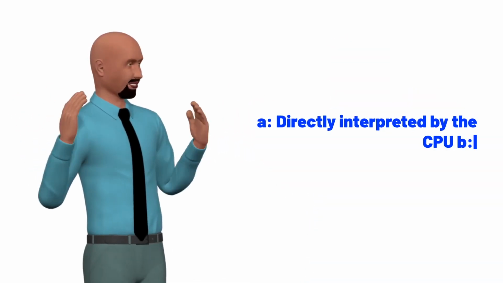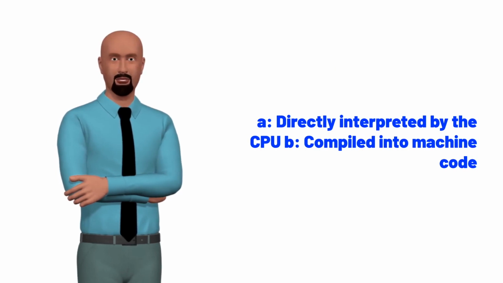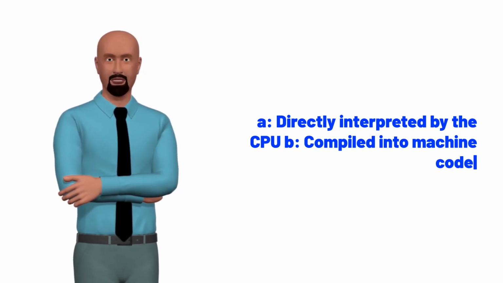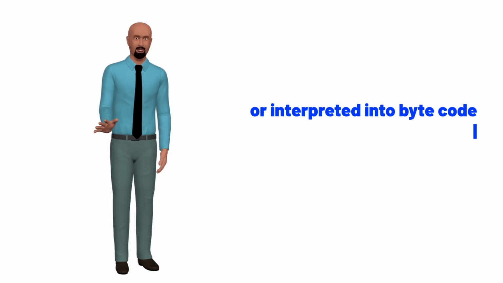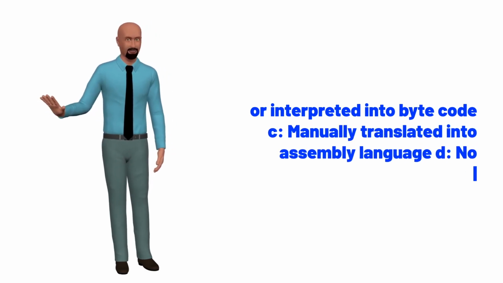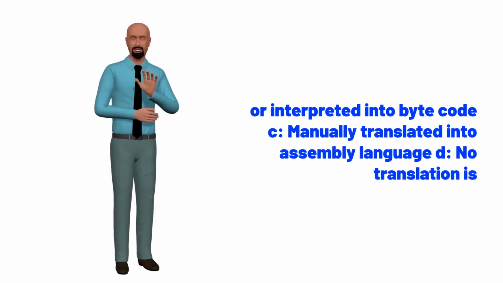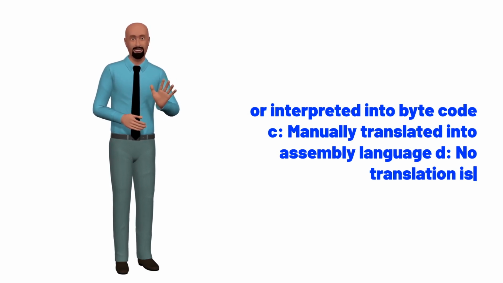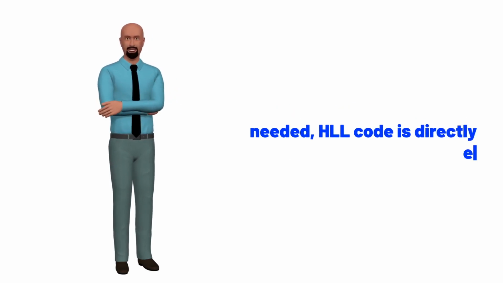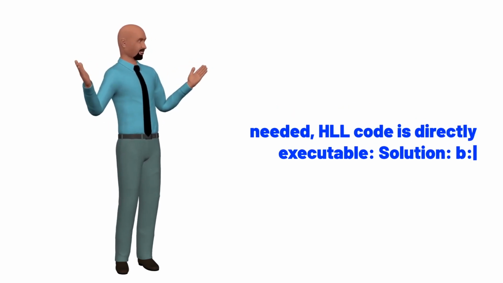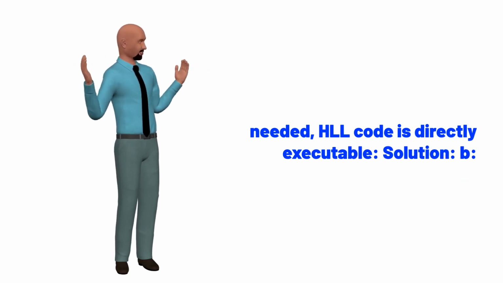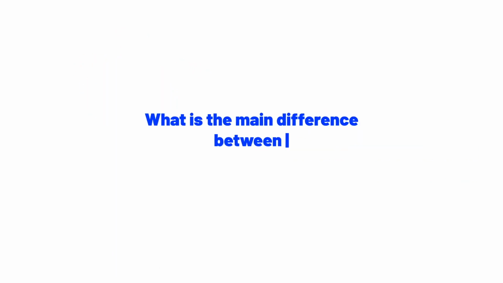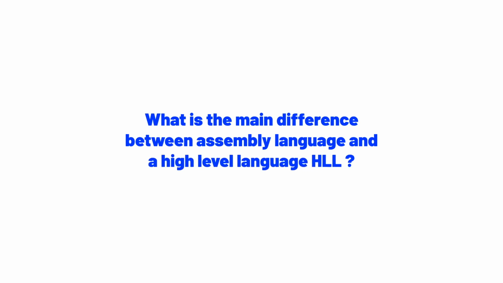How are high-level languages, HLLs, typically translated into instructions the CPU can understand? A. Directly interpreted by the CPU. B. Compiled into machine code or interpreted into bytecode. C. Manually translated into assembly language. D. No translation is needed, HLL code is directly executable. Solution. B.